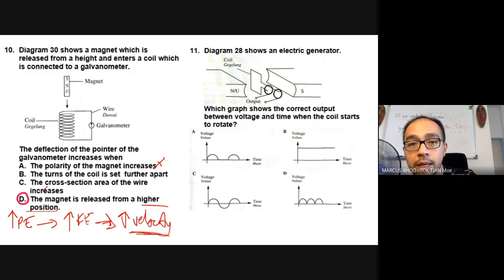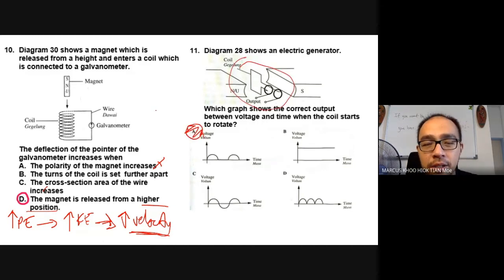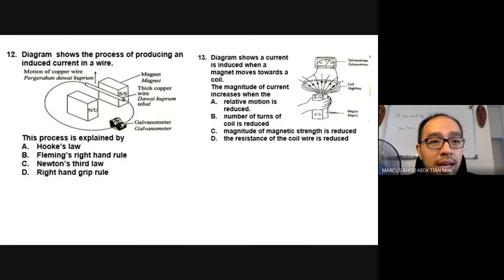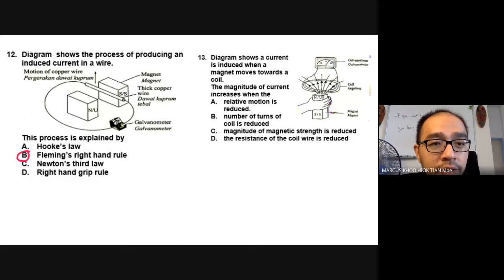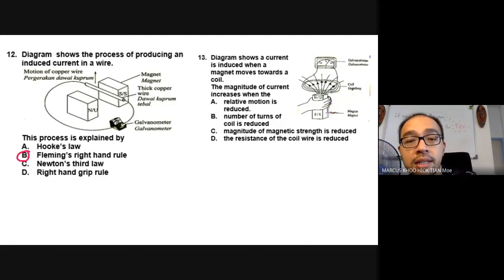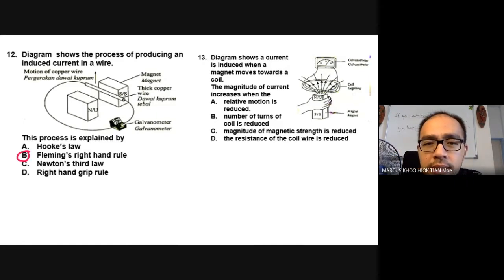Number 11, Christopher, I think. Yes, it is an AC generator. So if it is an AC generator, it will definitely be C. All right, next. Number 12, Lester. B. Fleming's right-hand rule, because it is a single conductor. All right, thanks. After Lester is Lewis, number 13. C.